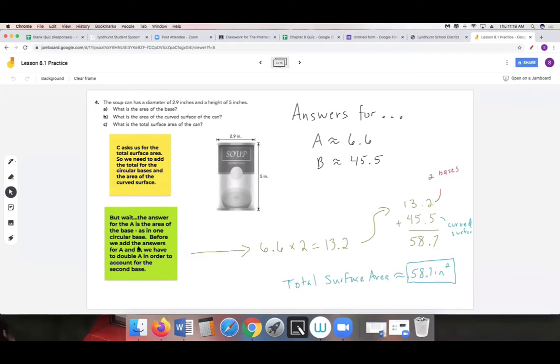Before we add the answers for A and B, we have to double A in order to account for the second base. So 6.6 times 2 is 13.2. Then I have 13.2 plus 45.5. That gives me 58.7.